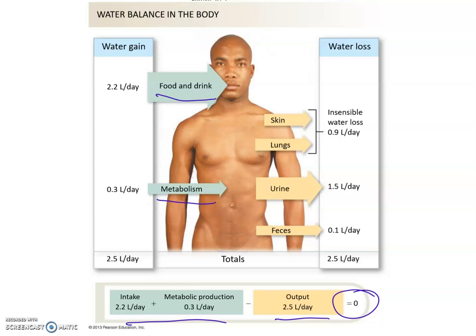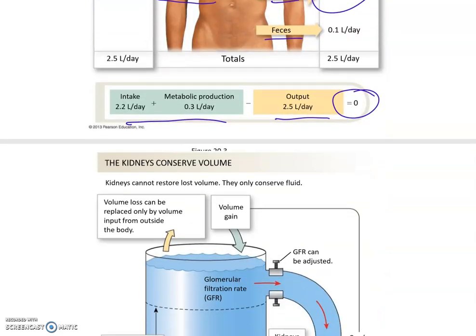And most of the water gain is supposed to be coming from what you're eating and drinking, mostly what you're drinking, of course. Water loss is through the skin, the lungs, urine, and then fecal material, with the urine water loss being the big item here.